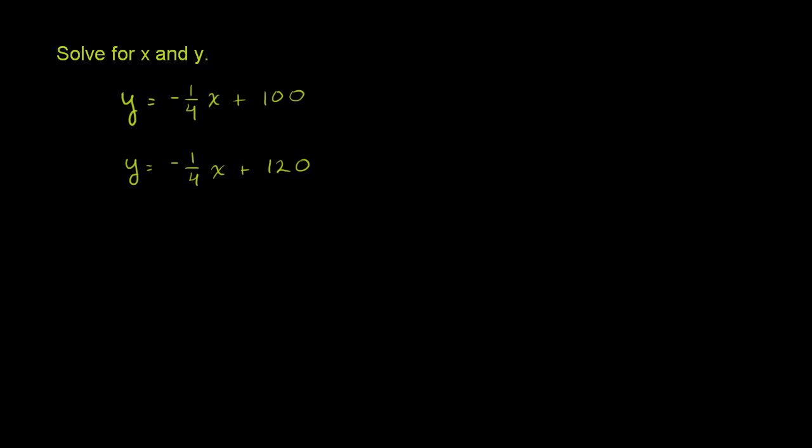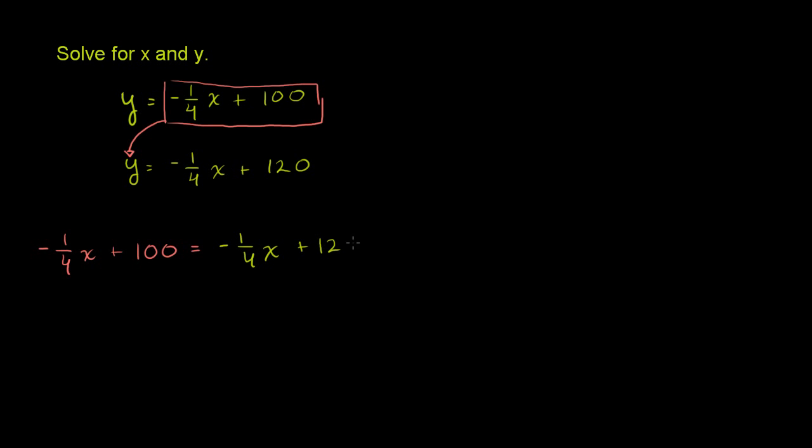Or another way to think about it is, if y is equal to this whole thing right over here, that's what that first equation is telling us. And if we have to find an x and a y that satisfy both of these equations, if y is equal to that, why can't I just substitute that right here for y? And if we do that, the left-hand side of this bottom equation becomes negative 1/4 x plus 100. And then that is going to be equal to this right-hand side, negative 1/4 x plus 120.